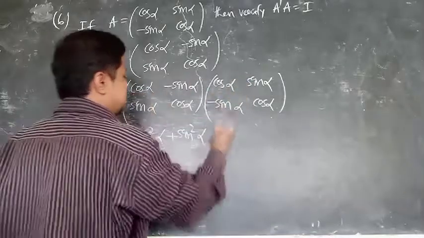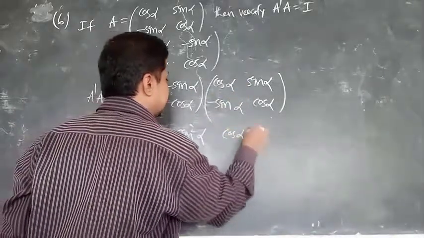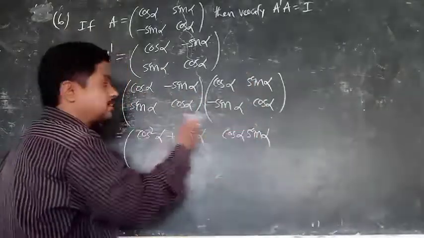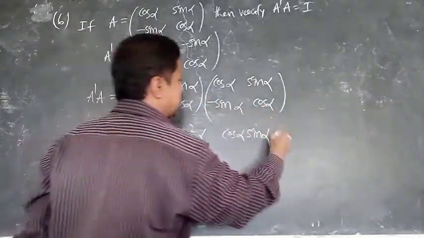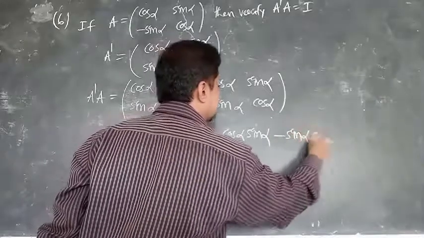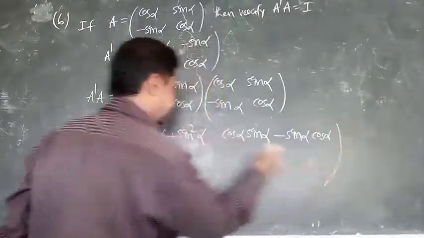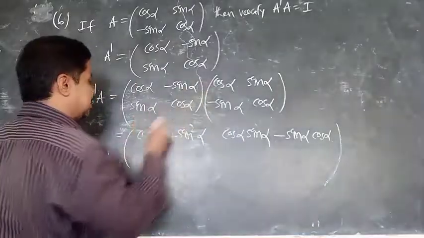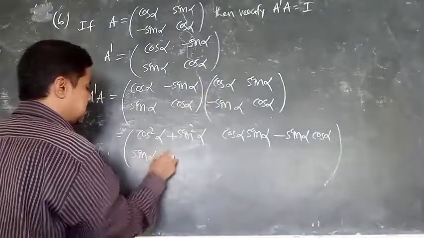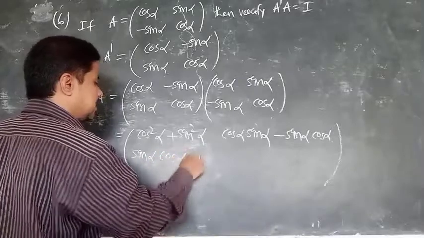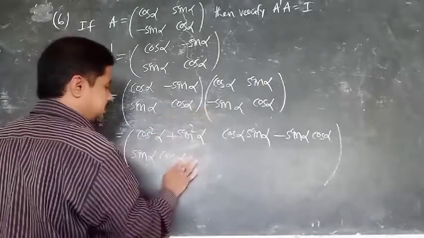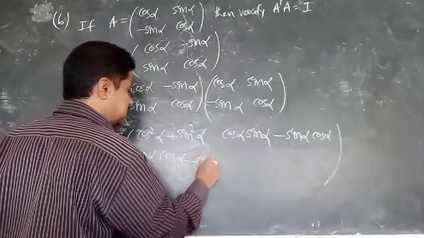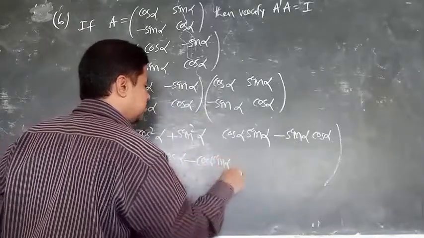Next, first row, second column: cos alpha into sin alpha, and minus sin alpha into cos alpha, so minus sin alpha cos alpha. Second row, first column: sin alpha into cos alpha, sin alpha cos alpha, plus cos alpha into minus sin alpha, minus cos alpha sin alpha.